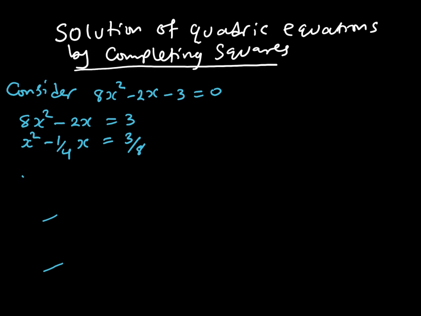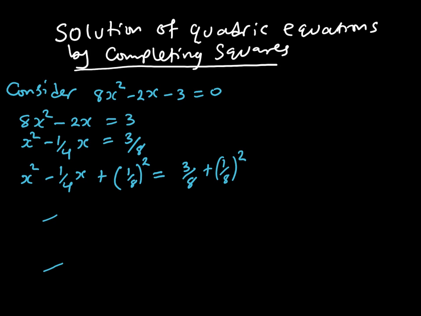So we have x squared minus 1 over 4 of x plus, if I multiply 1 over 4 by a half, I end up with 1 over 8. I'm squaring and adding this on both sides. Okay, 3 over 8 plus 1 over 8 squared.